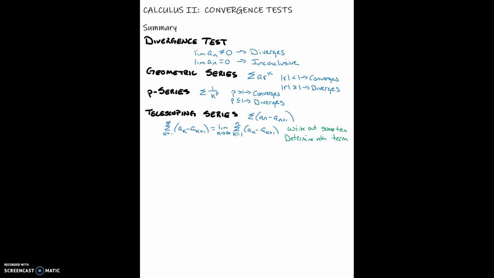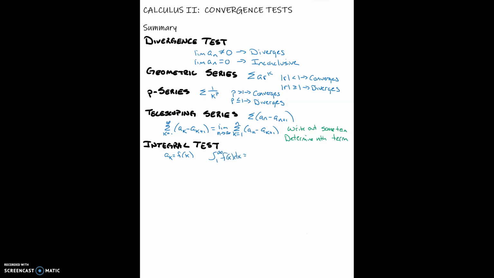After going through those 3 types of series, if it doesn't fit one of those patterns, again, I'm looking for ar^k, 1 over k^p, or something that is telescoping. If it's not one of those 3, then I'll try the integral test. For the integral test, we'll take each of our terms and define a function off of that, and then integrate from 1 to infinity of that function.